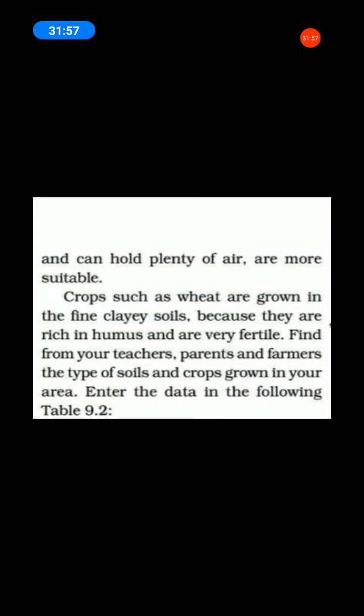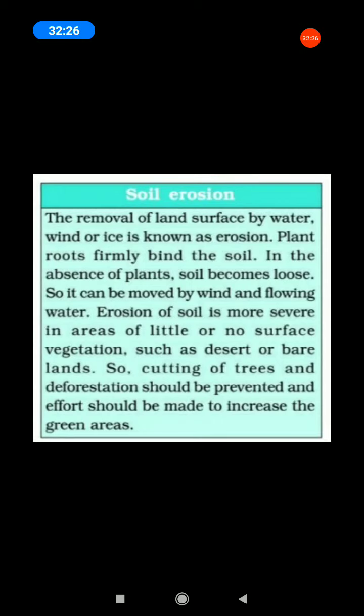Okay, can you understand? Next class I will give the answer to these questions, you write it. Okay, listen. Enter the data in the following table 9.2 in your book, page 104. So all of you fill the table 9.2. Next class we will discuss, then I will give the answer.